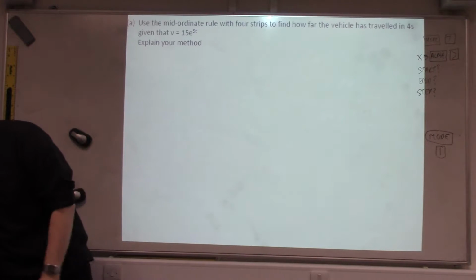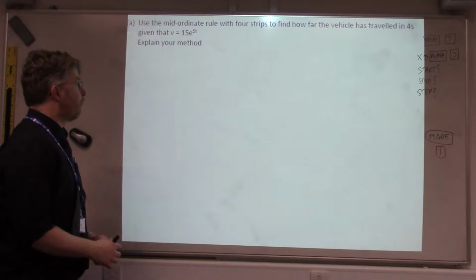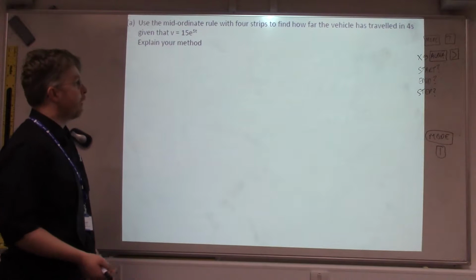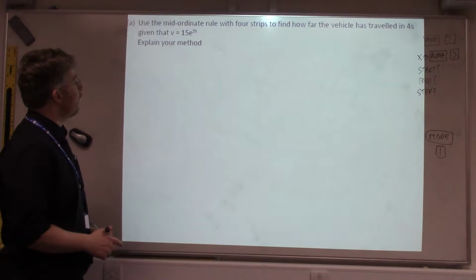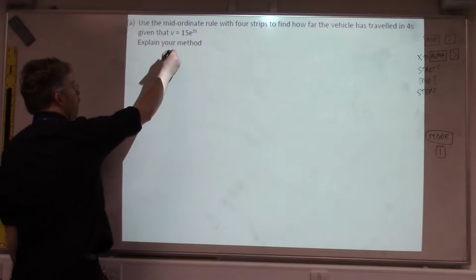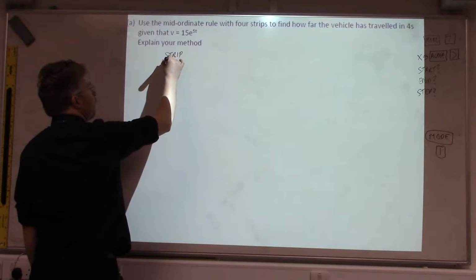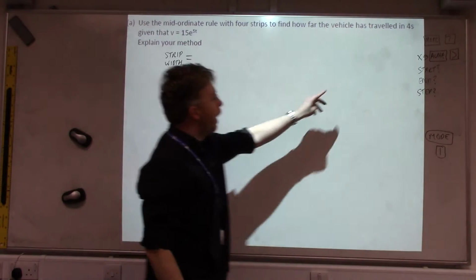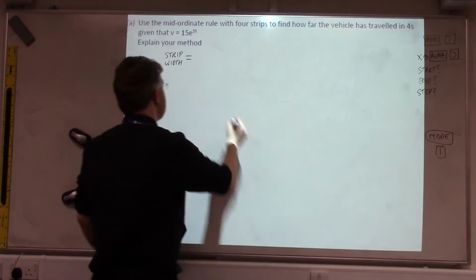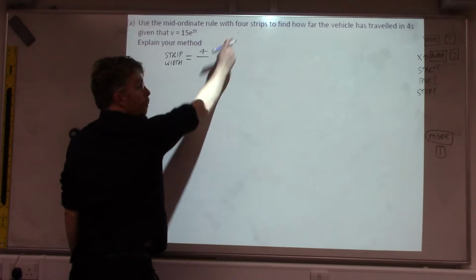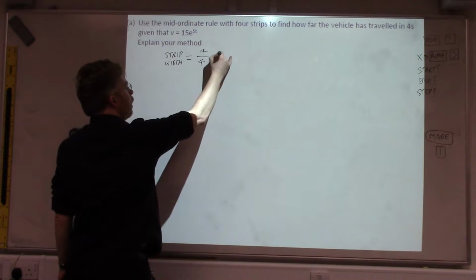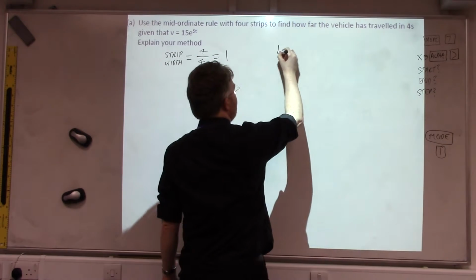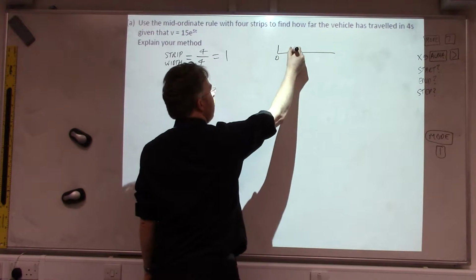We're continuing, as we've done in the last two examples, to deal with the mid-ordinate rule, the trapezium rule and Simpson's rule. Again, it's the same sort of steps as before. We need to work out the strip width, which is equal to the time, 4 seconds, divided by the number of strips, which is 4. So our strip width is equal to 1.